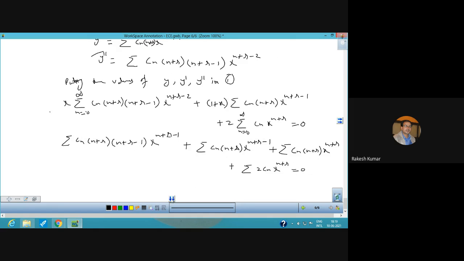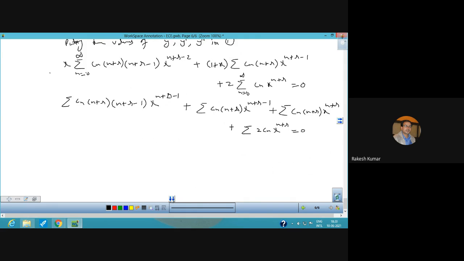Now rearrange all the terms so that it contains the lowest power of x. If we see, this power is n plus r minus 1, and this is also the same, but here the power is n plus r. If we compare n plus r minus 1 with n plus r, you can see that this value is smaller than this value. So this is the least power of x.